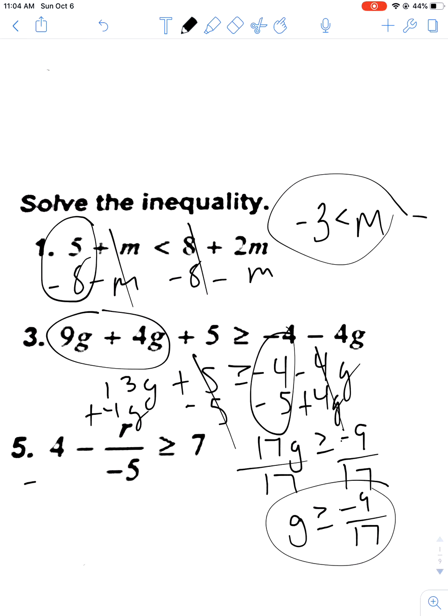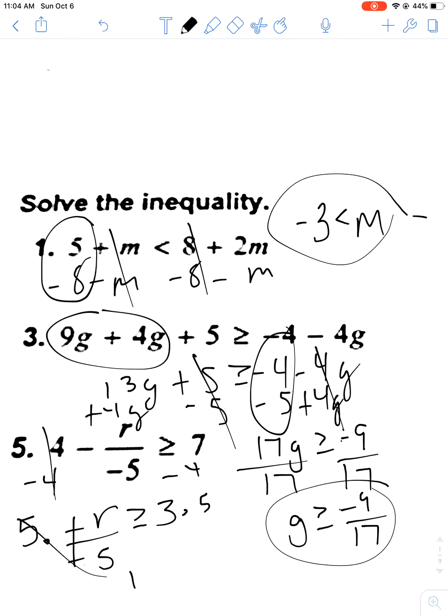Number 5, minus 4, minus 4. And now I've got negative r over negative 5 is greater than or equal to 3. Well, negative divided by negative is positive. To get rid of that dividing, I multiply by 5, multiply by 5. R is greater than or equal to 15.